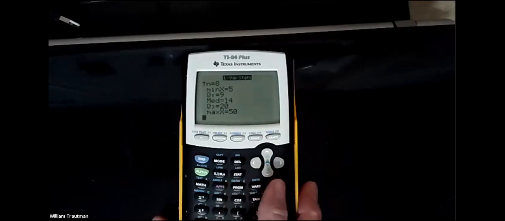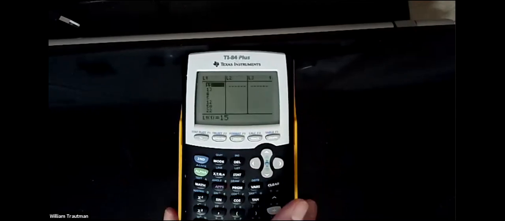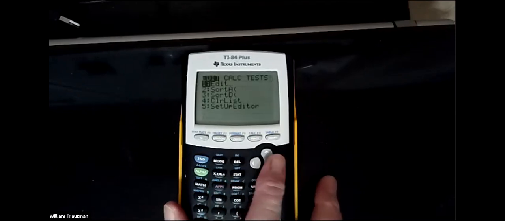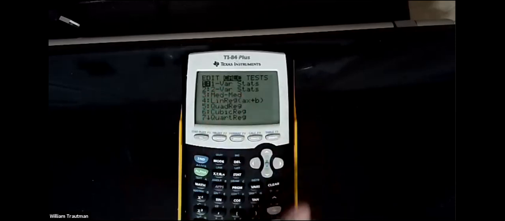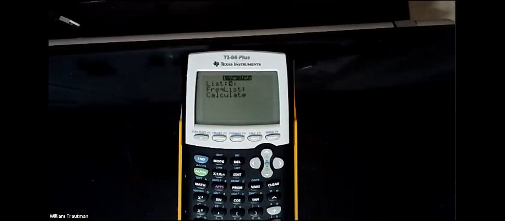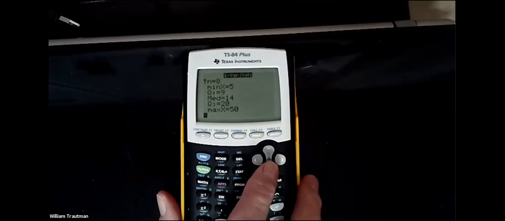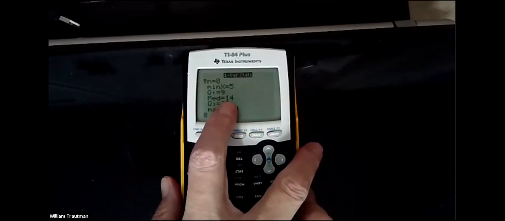So how did we get that? We typed our data into L1, then we went to stat, arrow over to calculate, number 1 1-Var Stats, just how we find mean and standard deviation. Hit enter, make sure there's nothing in the frequency list because we're only getting our data from L1. Hit calculate and scroll down. Q1, Q2, and Q3. Median is Q2. You might want to make a mental note of that or an actual note.